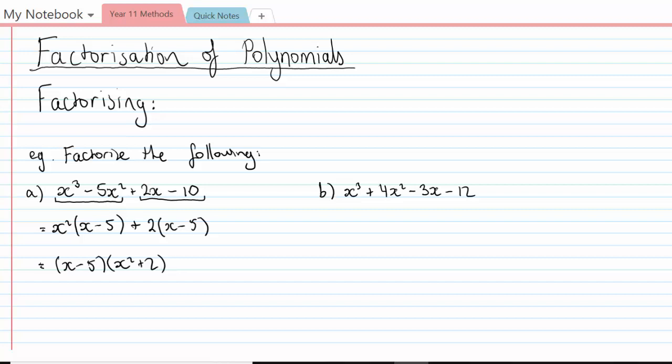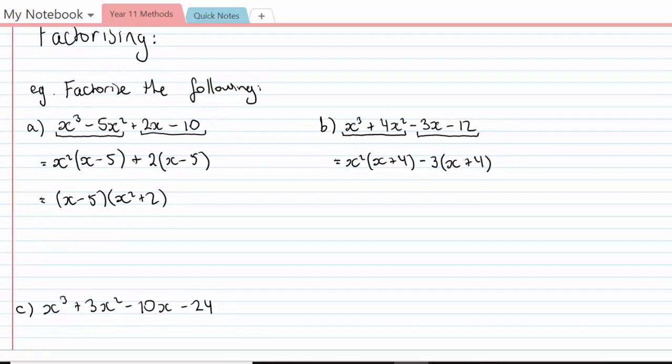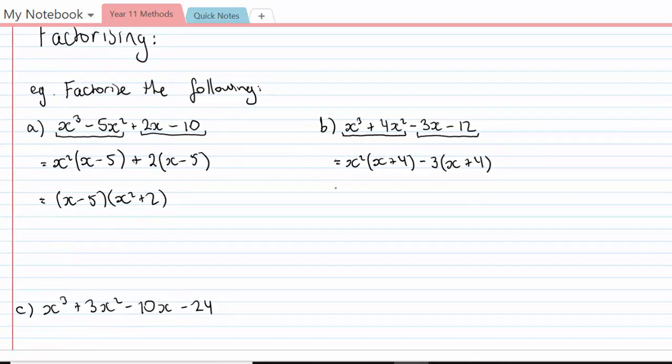In this next one, we're going to do the same thing. We're going to group 2 and 2. I'll take out the common factor of x squared in the beginning, and that leaves x plus 4. I'm going to then take out a minus 3 as a common factor, and that leaves x plus 4 as well. So then I have a common factor of x plus 4. And that leaves now x squared minus 3.